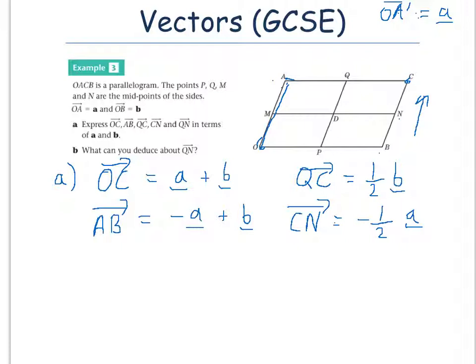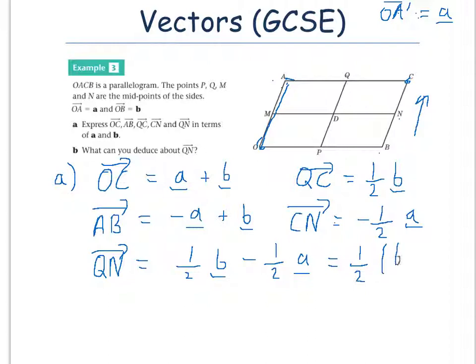And finally, Q to N. Well, Q to N, you've got to go along from Q to C, which we know, because we did that, which is a half B. And then down from C to M, which we know is minus a half A. Now, if you want to, you could take half out of these, and it becomes a half B minus A. Now, that's part A. Let's look at part B.